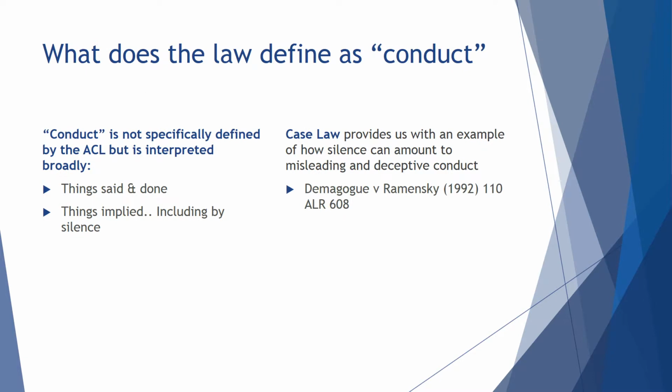Okay, so let's look at the next element, which is conduct. Now, conduct and misleading and deceptive conduct could be grouped together, but just specifically on this, I wanted to call out that conduct is not only things said and done, but things implied as well, and things can be implied by silence, which is a case that we're going to look at. Hopefully I get the principle of the case right, but I'm not too sure that I'll get the pronunciation right, which is Demagogue versus Ramensky. So forgive me if I have pronounced that one wrong. But again, this case just provides us with an example of how silence can amount to misleading and deceptive conduct.